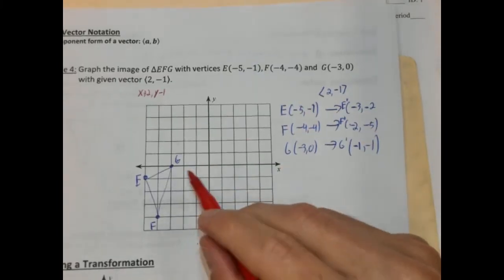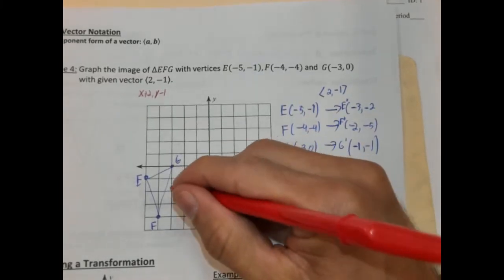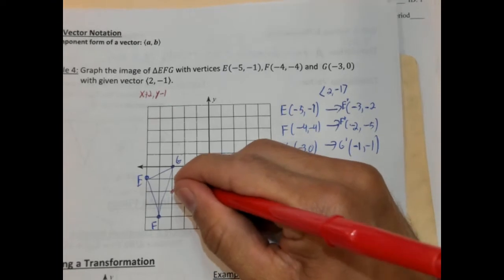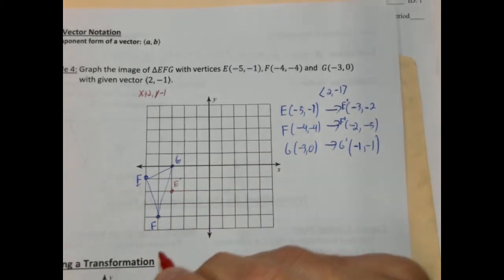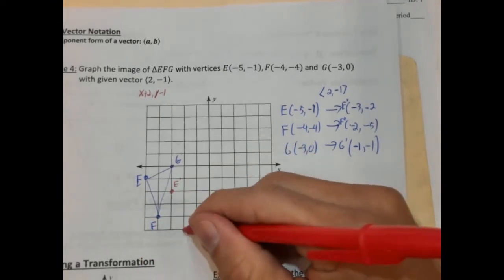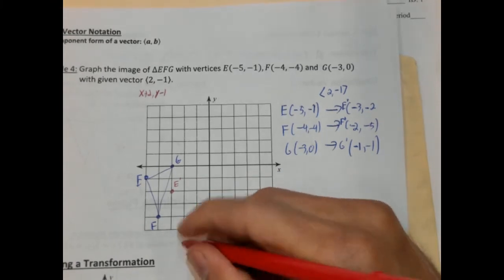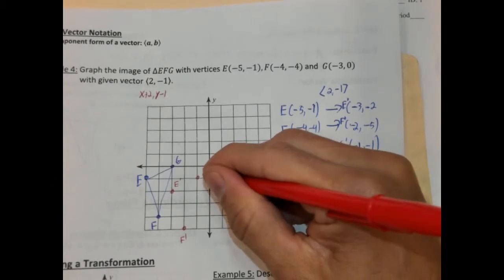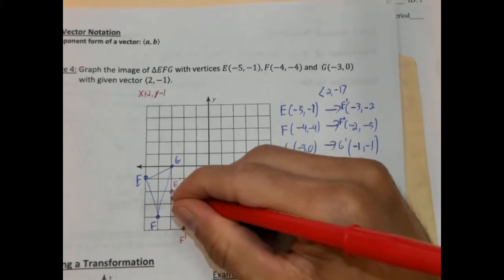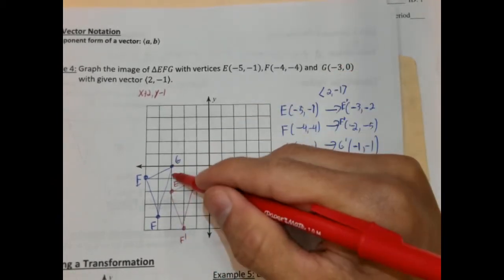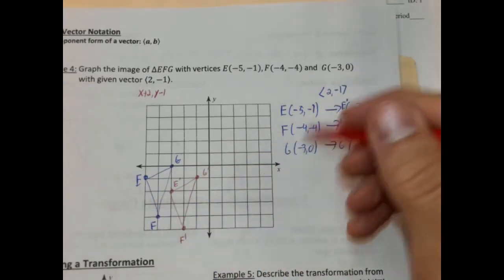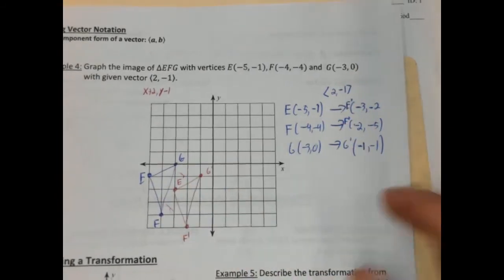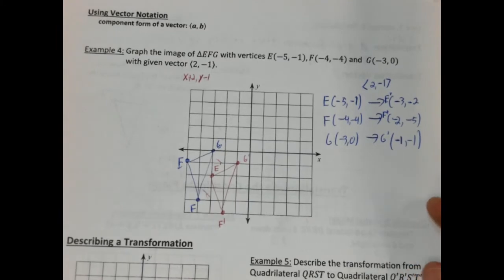So -3, -2. So 1, 2, 3, 1, 2. That's our E prime. And then -2, -5. So down here, it's going to be our F prime. And then -1, -1 is going to be our G prime. So you can just check this. So we went down to the right, down to the right, down to, yeah, that works. So that was the vector that way. Okay, so that's how you use vector notation.